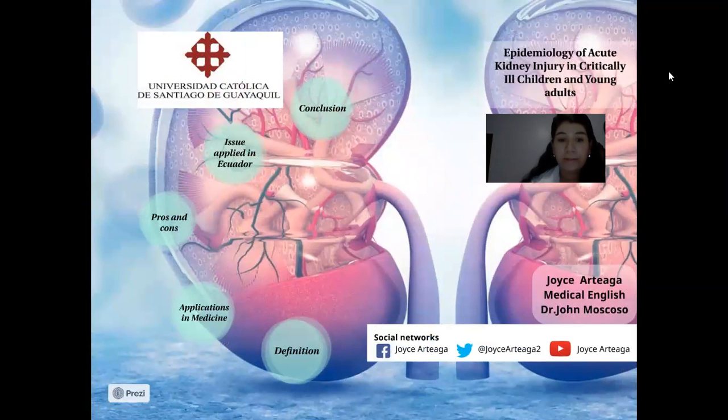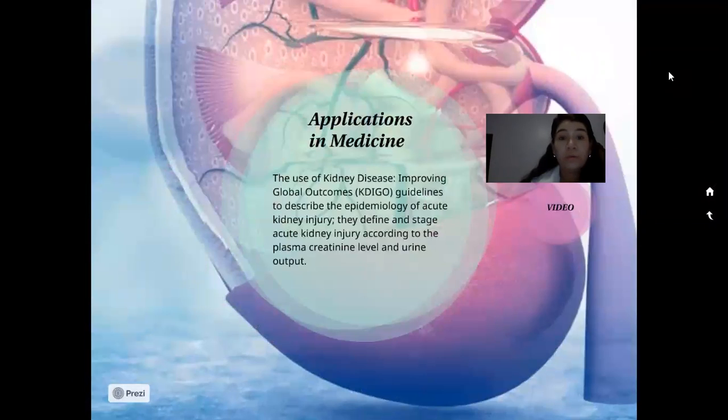Applications in medicine. The Kidney Disease: Improving Global Outcomes, KDIGO, guidelines are used to describe the epidemiology of acute kidney injury. They define and stage acute kidney injury according to the plasma creatinine level and urine output.